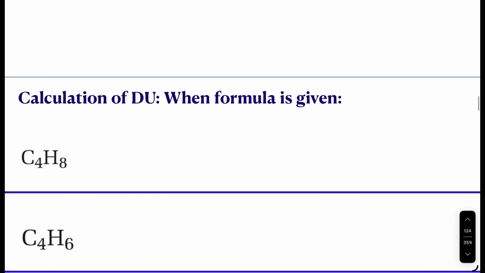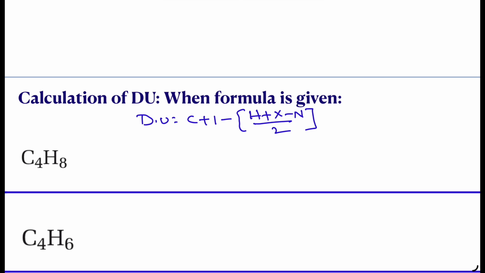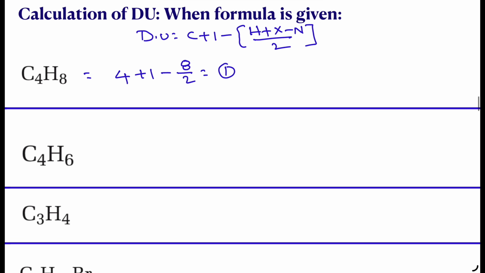Now let us move on to calculation of a degree of unsaturation when formula is given. I gave the shortcut in the previous video. So degree of unsaturation is equal to number of carbon atoms plus 1 minus hydrogen atoms plus halogen atoms minus nitrogen atoms by 2. Oxygens do not influence. Let us do it fast. So number of carbons 4 plus 1 minus, so that is 8, number of hydrogens by 2. So 5 minus 4, degree of unsaturation is 1.